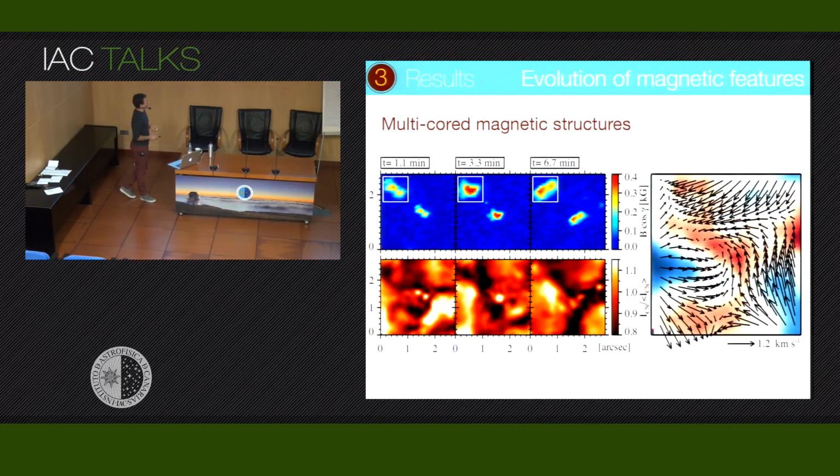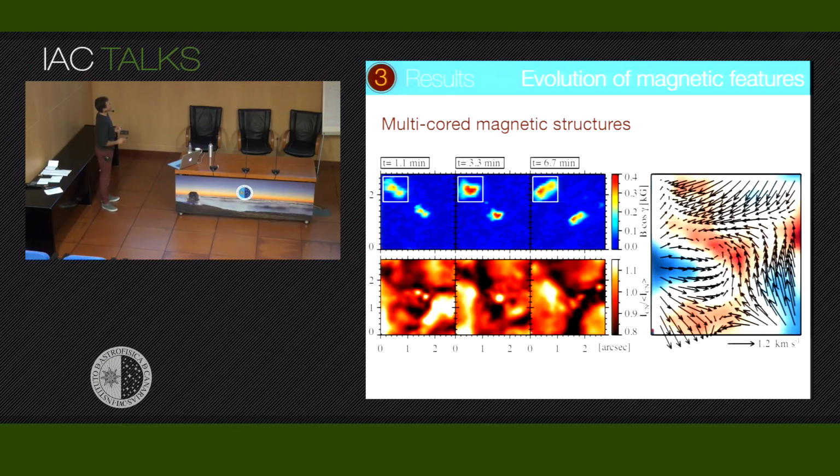However, in other magnetic features, we find that this oscillation can be observed during at least 20 minutes. In particular, we find what we call multi-core magnetic structures. These are seen as structures that have more than one inner core. Here I show, for example, the time sequence for one of those multi-core structures.